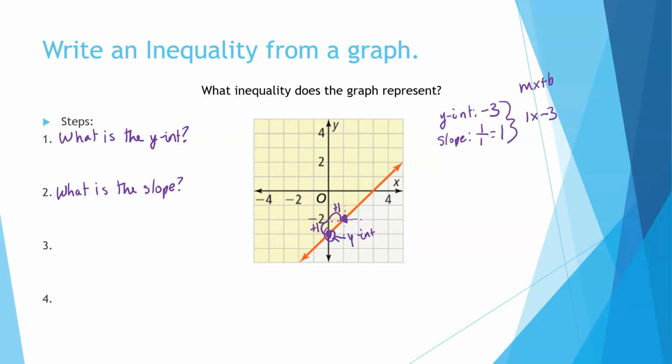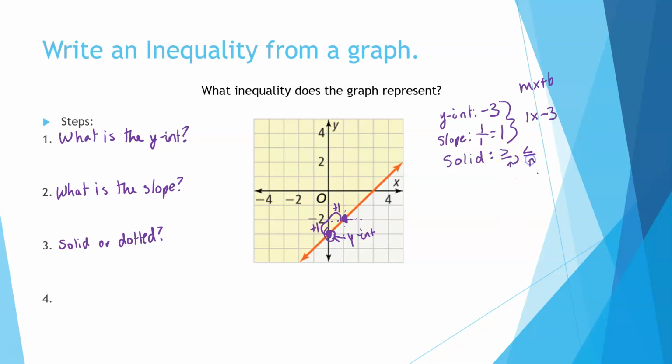But the problem is I can't just say y equals 1x minus 3. I have to now figure out that inequality symbol. The third question is the easier one, and that is, is the line solid or dotted? And in this case, it's solid. So I just ask myself that question, which means that my inequality symbol has to be underlined. So it's either going to be a greater than or equal to or a less than or equal to.